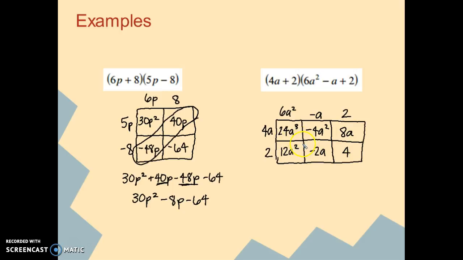So now I'm going to look for my like terms. I have two sets. I have this diagonal with a squared, this diagonal with a, and then a cubed and a 4 by themselves. I'm just going to bring everything down. I have 24a cubed, and then 12 and negative 4 gives me a positive 8a squared. Negative 2 plus 8 is a positive 6a, and then my plus 4. And that's it.